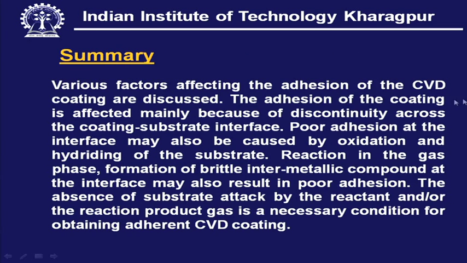So, we come to the summary of this discussion: various factors affecting adhesion of the CVD coating have been discussed. Adhesion of the CVD coating is affected mainly because of the discontinuity across the coating-substrate interface. They are mainly mechanical in nature, it can be thermal, it can also be chemical. Apart from this, poor adhesion is also caused by hydride formation on the substrate or even by oxide formation.